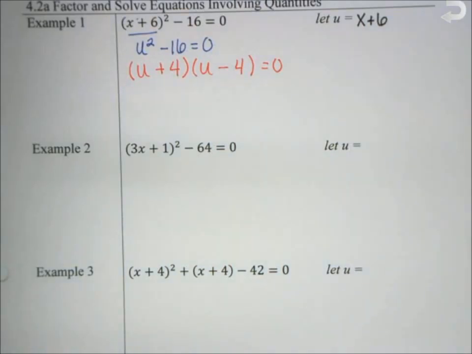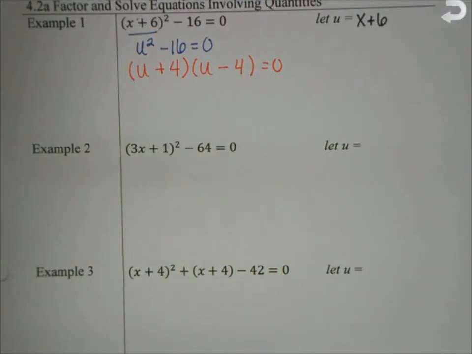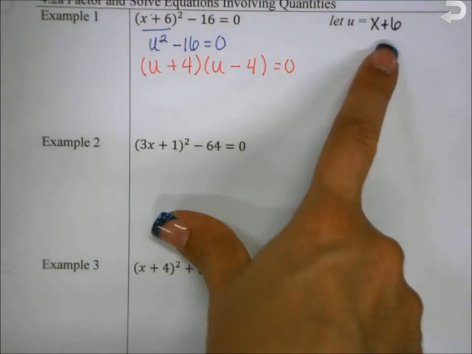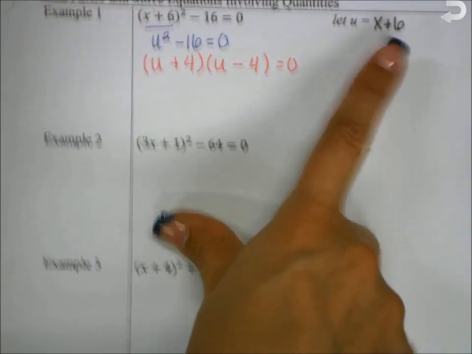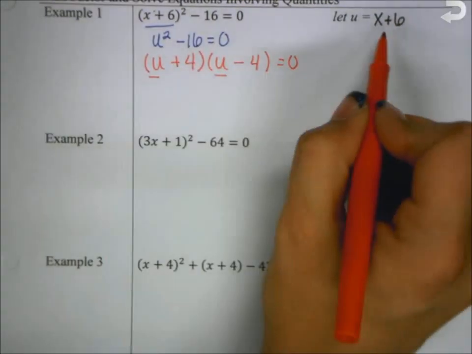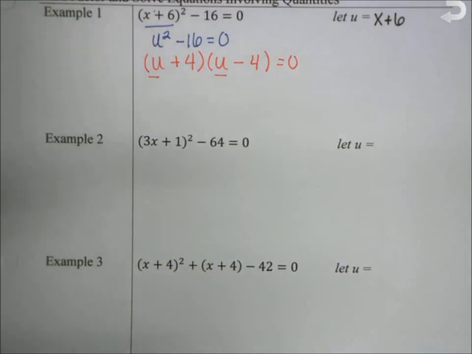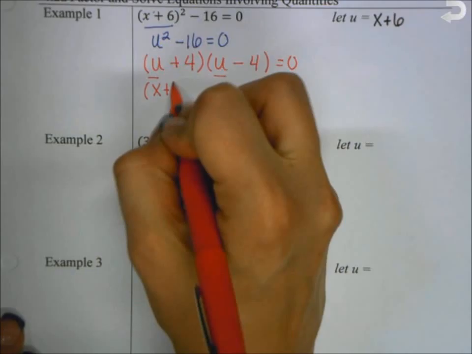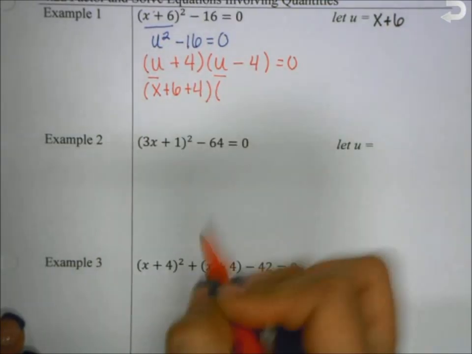Okay, so am I factored all of the way? Yes, I am. So now, after I factor all the way, I'm going to plug my quantity back in. Everywhere I see u, I'm going to plug x plus 6 back in. We would have x plus 6 plus 4 times x plus 6 minus 4 still equal to 0.